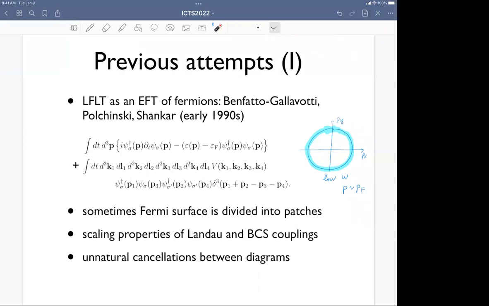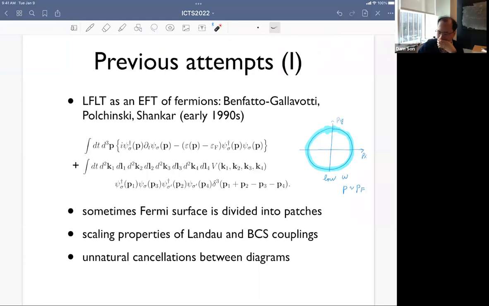So omega is low because it is defined to be epsilon_p minus epsilon_F, correct? Yeah. Okay. Epsilon minus epsilon_F, the energy, is small, but the momentum is still large. In this formulation, there is another thing that I will mention later: an unnatural cancellation between diagrams that informs us that somehow this picture may not be the best way to formulate Landau Fermi liquid theory.